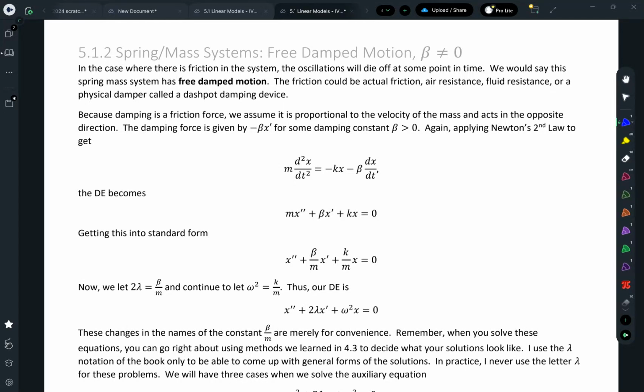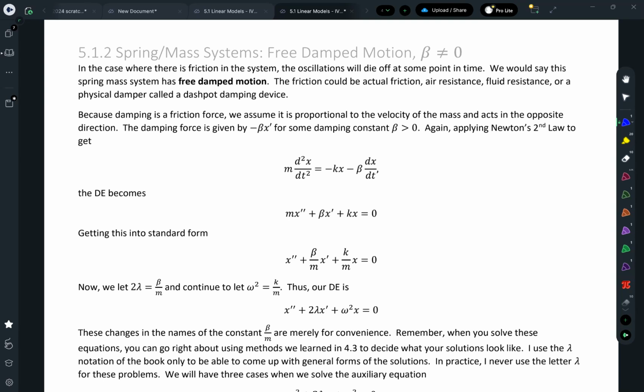So free damped motion is the name of our system. Some of the different things that we could think of for types of friction are air resistance, fluid resistance, or some sort of physical damper. The shocks and springs on a car usually have some sort of physical container, like a dashpot that's holding the spring, that acts like a damping device.